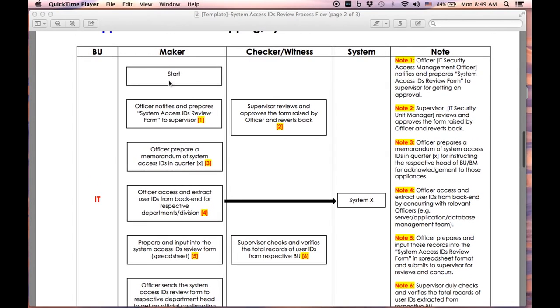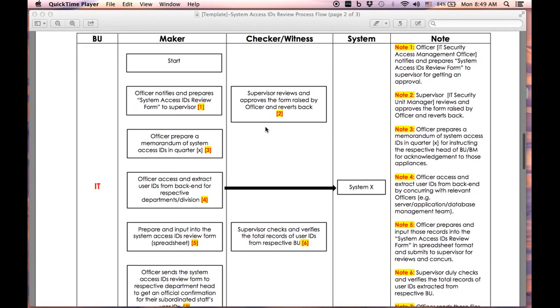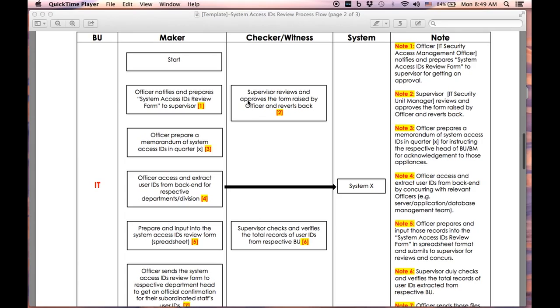For example, the maker starts by notifying and preparing the system access ID review form for the supervisor. This is just step one. In step two, pass the form to the supervisor to be verified whether the form is okay or not. It's just a dual control. And then it reverts back to the maker. The officer prepares the memo of the system access ID quarter review, for example in quarter 2, 3, or 4.